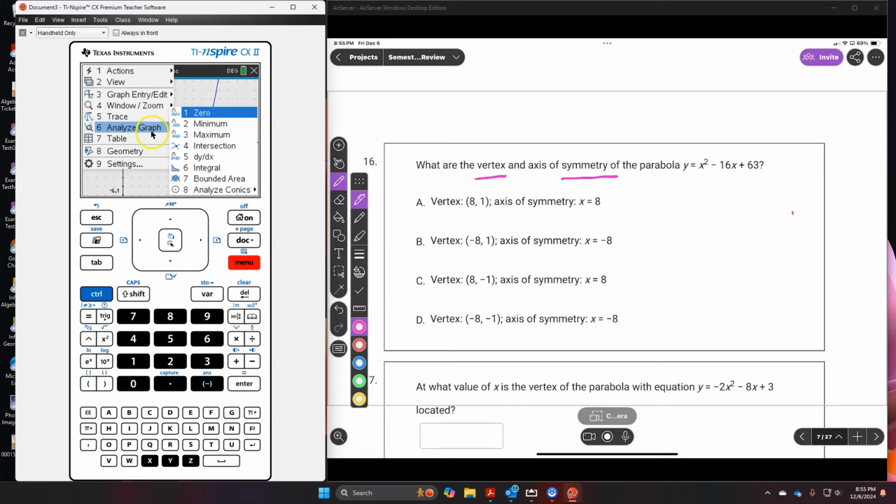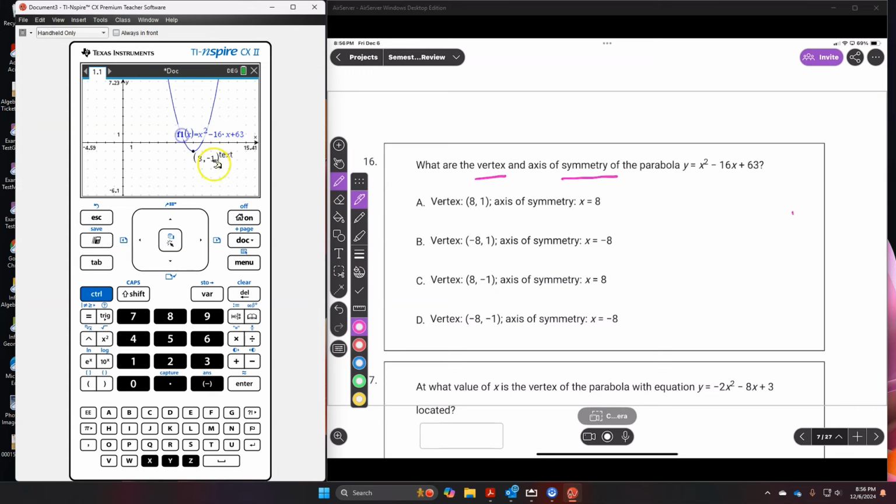Press enter. And you notice here is the minimum point. So if you want to get the minimum point, just analyze graph, minimum point. So the minimum point is 8, -1. So we have 8, -1. So the only one that it could be is C. And you remember that the axis of symmetry is the x value. It goes through the vertex, so your answer is C.